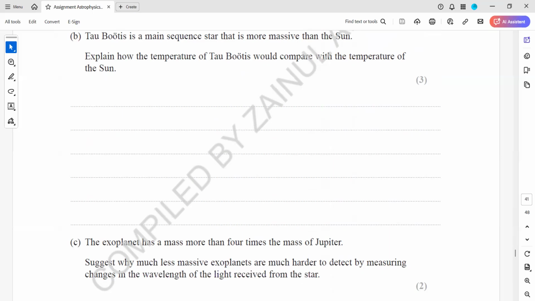If it's a more massive star, it will have more fuel, so a greater rate of fusion will be there. You have to relate them. A more massive star has more fuel for the fusion, and it also has a greater gravitational force. So a greater rate of fusion, and the temperature of the star will be higher. If the temperature is higher, we expect it will also have a greater luminosity.